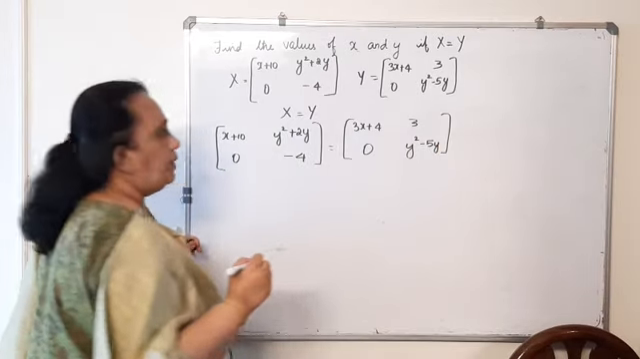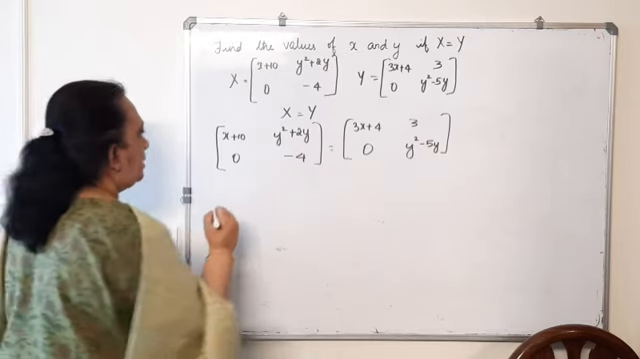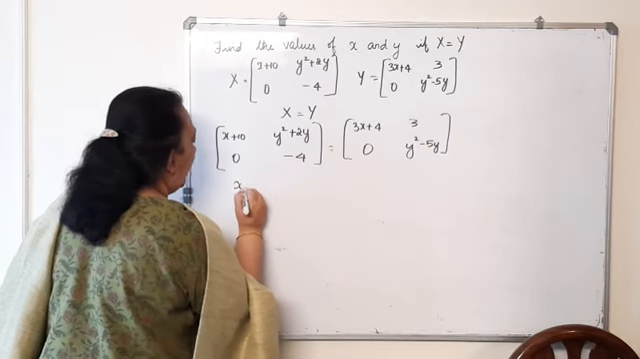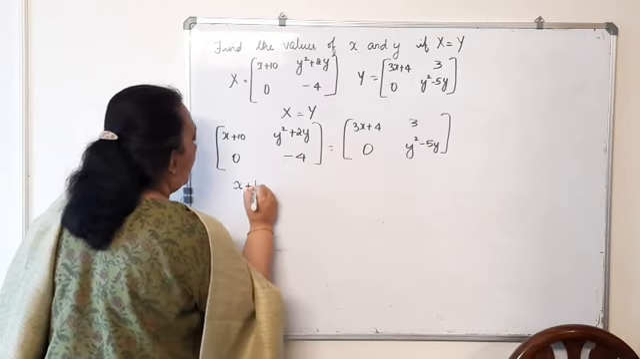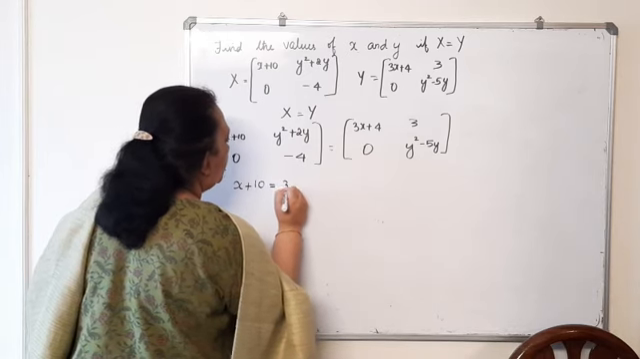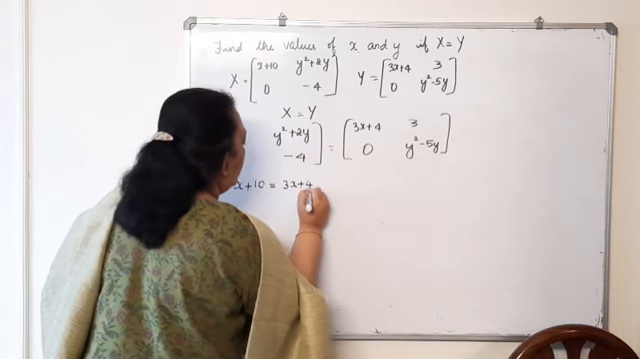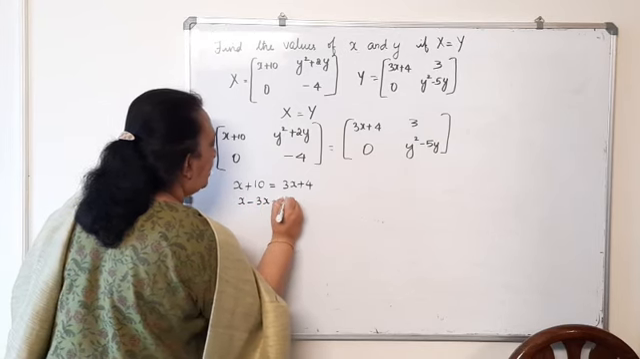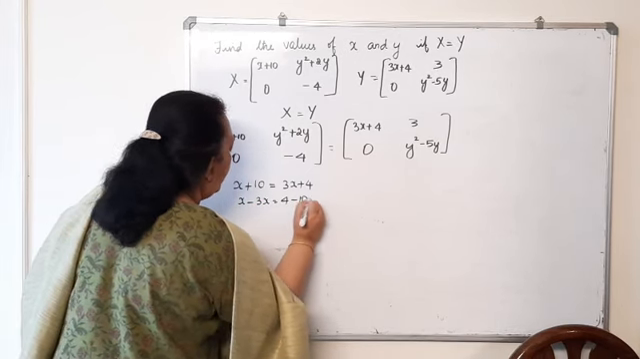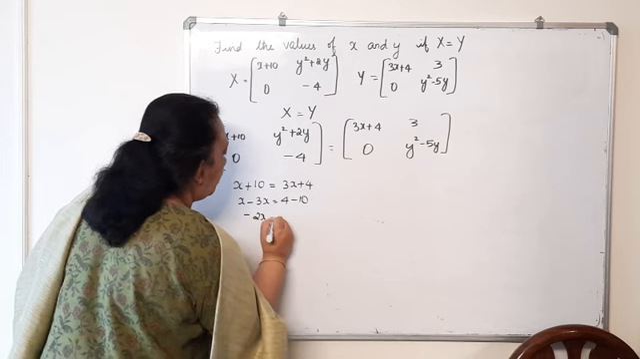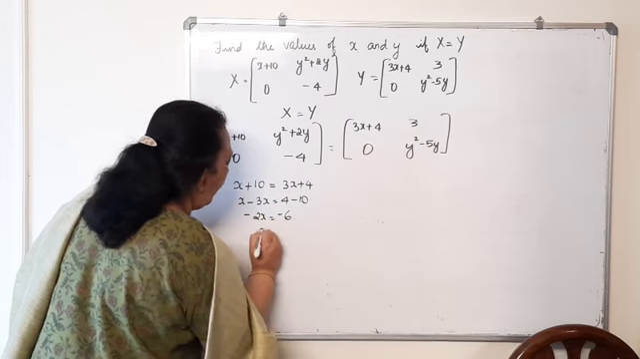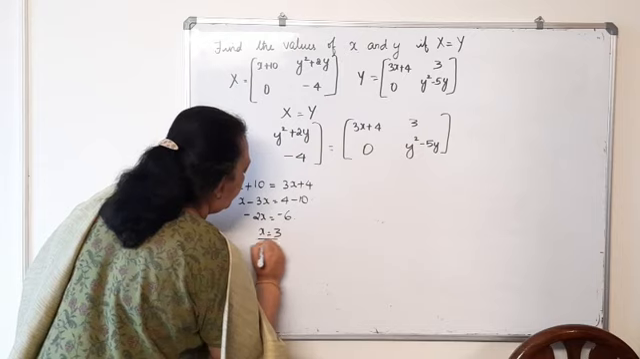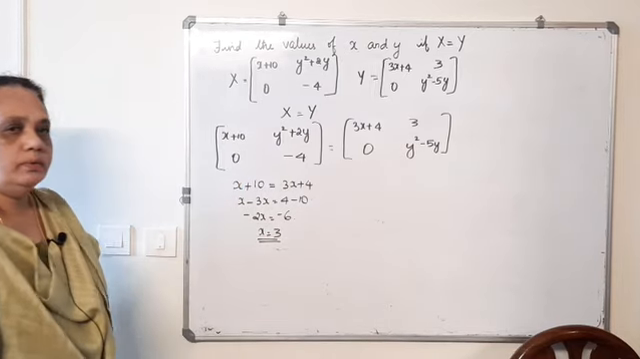Now, for 2 by 2 matrices, corresponding elements are equal. So, you can take a11. What is a11? x plus 10 is equal to 3x plus 4. Take the x terms to one side. x minus 3x is equal to 4 minus 10. Minus 2x is equal to minus 6. So, x is equal to 3.